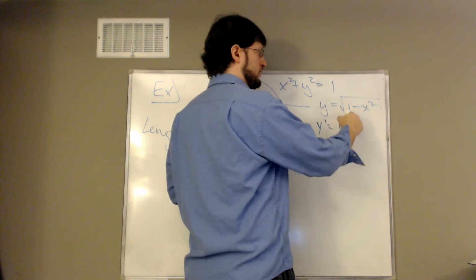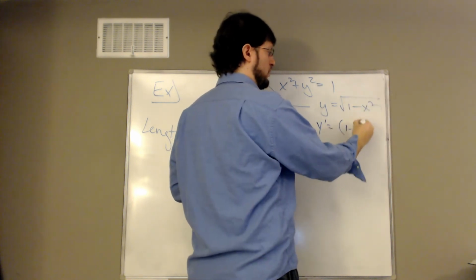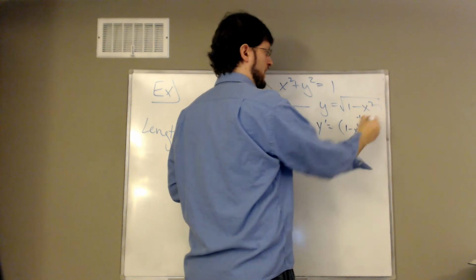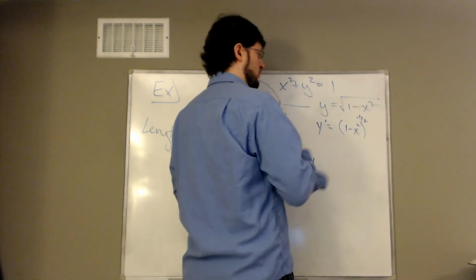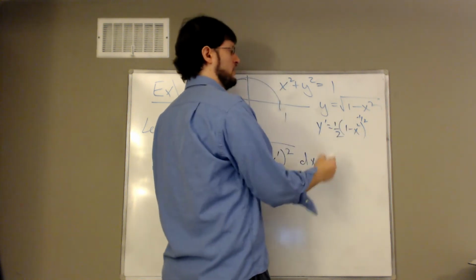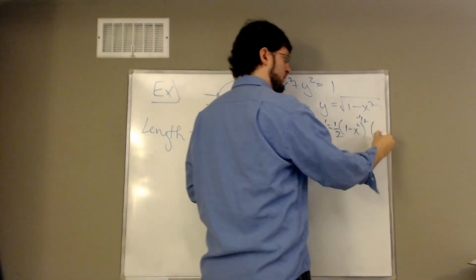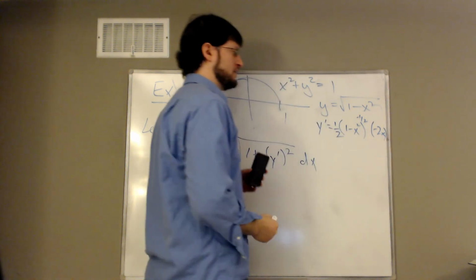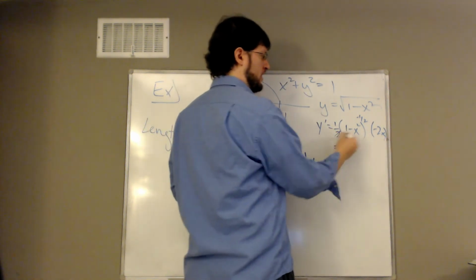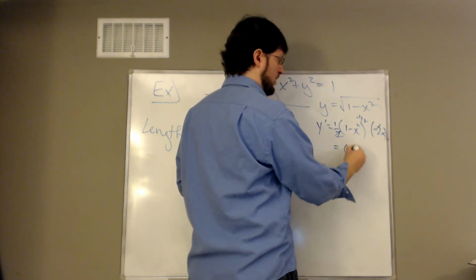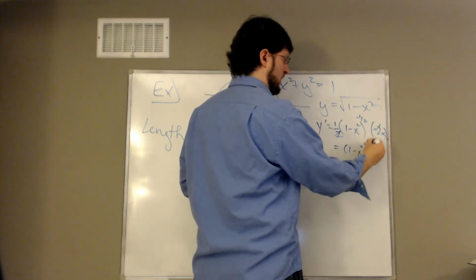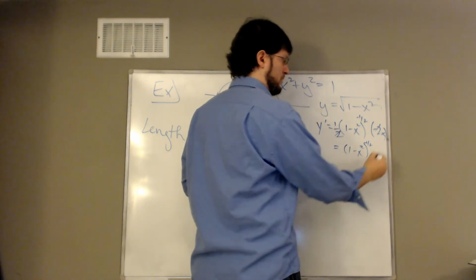Well, this is 1 minus x squared to the 1/2, so I get 1 minus x squared to the minus 1/2. So the 1/2 comes down, the exponent gets lowered by 1, and then we need to multiply by the derivative of the inside, which is negative 2x. So the 2's cancel, and I get 1 minus x squared to the minus 1/2 multiplied by negative x.